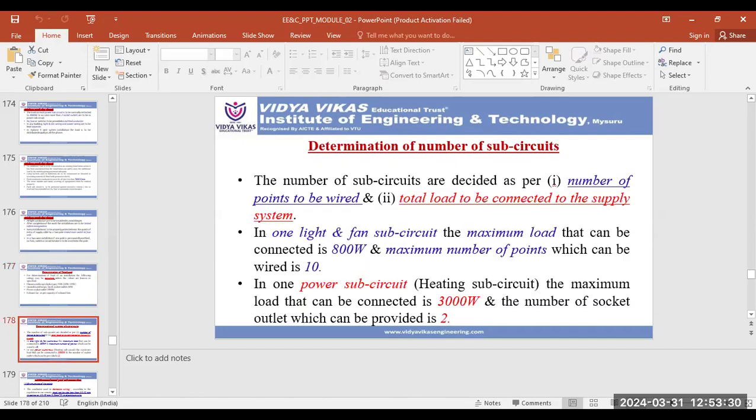Okay. Now, determination of number of circuits. How to determine the number of circuits? We know the two conditions. The number of subcircuits is decided as per the number of points to be wired and the total load to be connected to the supply system. In one light and fan subcircuit, the maximum load that can be connected is 800 watts. Of course, the maximum number of points which can be wired is 10. In a power circuit, the total maximum load that can be connected is 3000 watts, and the number of socket outlets should be only 2.